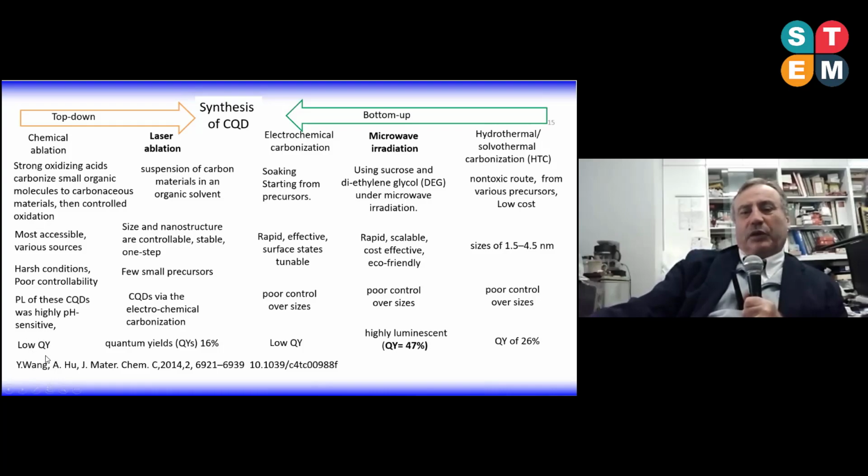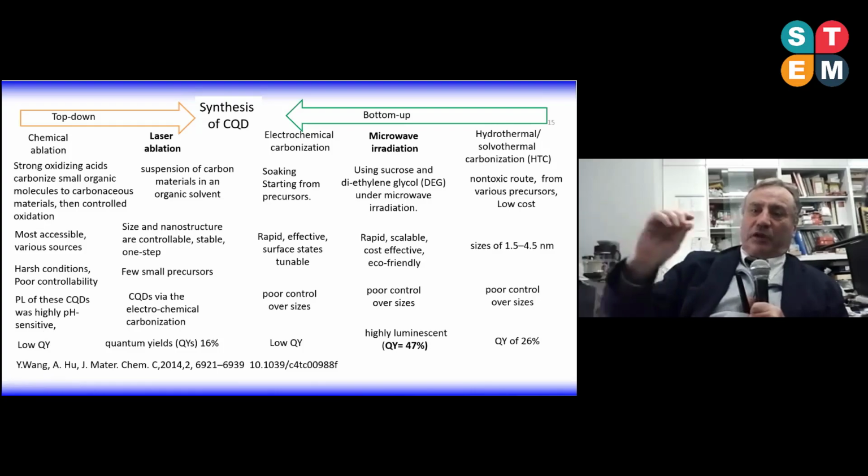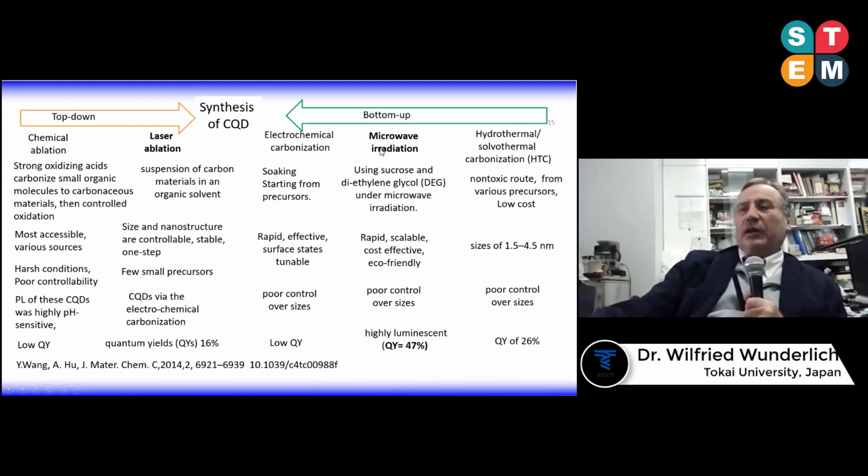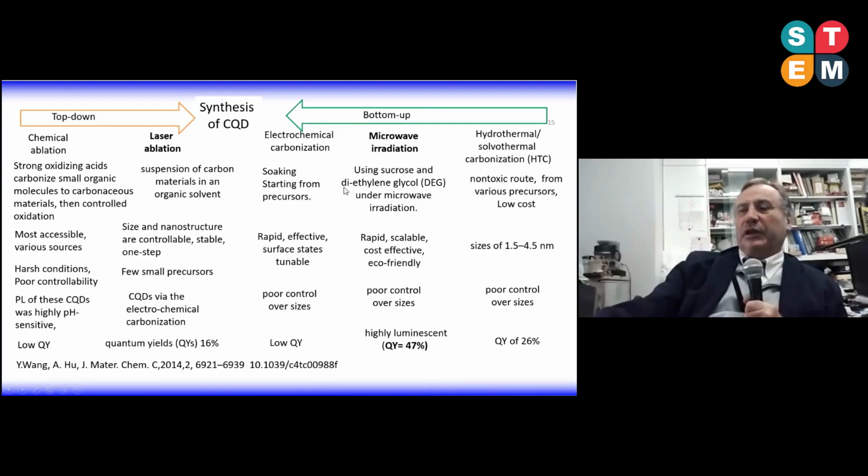But also this parameter is the most important, the quantum yield. It means one photon comes into the photon process, how many electrons are excited. And with these more sophisticated methods, laser ablation or microwave irradiation, they get a much higher quantum yield, and so this is important if you want to have a good material processing. Also this is the bottom-up process. They start from small precursor molecules like this diethylene glycol and combine them under microwave radiation. And this is a very simple and cheap method, cost-effective and eco-friendly, to produce good carbon quantum materials.